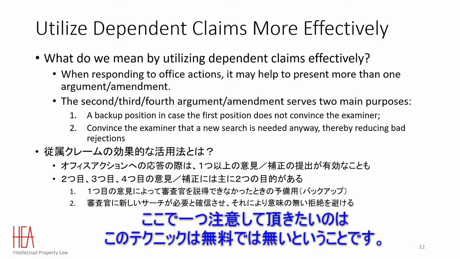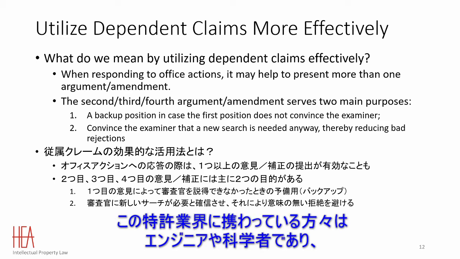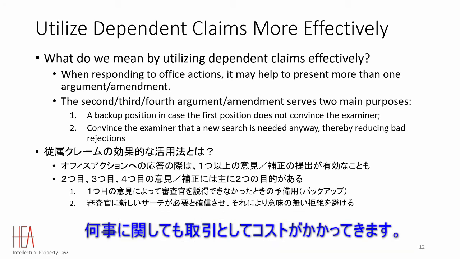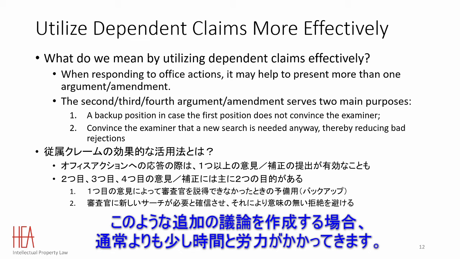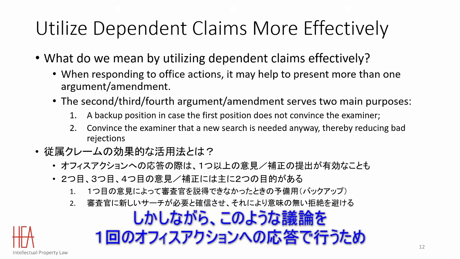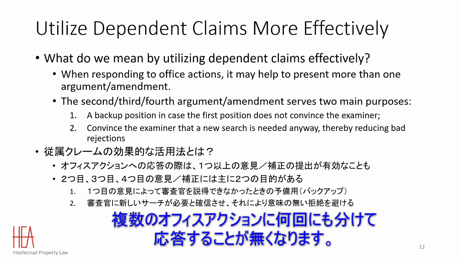One caveat I'll mention for this technique is nothing's for free. So everyone in the patent world is an engineer or scientist, or we work with engineers and scientists, and everything's a trade-off, right? So you want to reduce the number of RCEs, that's great, but when we make these additional arguments, it's going to take us a little bit longer to make these arguments. It's going to be a little bit more work, but we're doing all this work within one response to the office action. So we're not spreading this out amongst multiple responses to the office action.